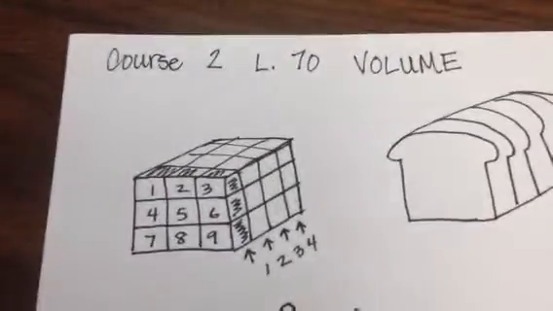This is lesson 70, course 2, lesson 70, and this is on volume. Volume's going to be a little hard to explain on a two-dimensional paper, but I'm going to do my best, and you're going to do your best, and then we'll see how we do. All right, so let's see what I'm talking about. Volume, zoom in, there we go.